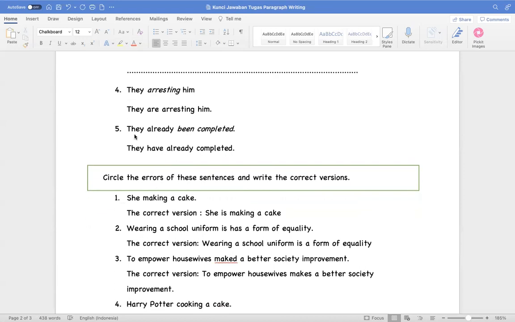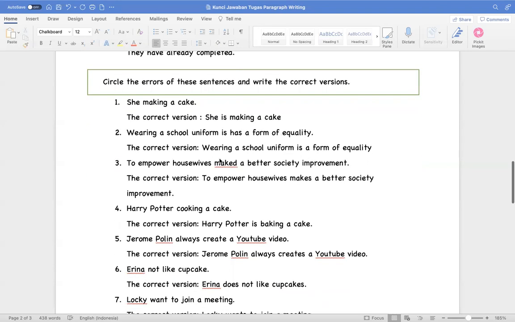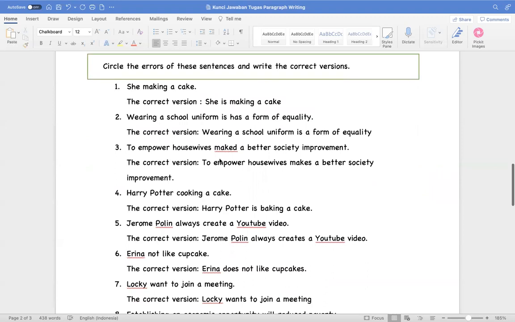Also number 5, no errors ya. Kalau have already berarti diikutin. Oh sorry, number 5 it's wrong. They already been completed ya. Verb 3 itu juga nggak bisa sendirian. Jadi dia harus ada have di depannya. So atau has ya. Tapi kalau di sini have karena they have already completed. Okay, so if the second part there are some sentences that have already been correct, some others are still unacceptable.